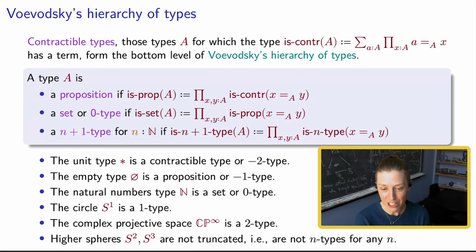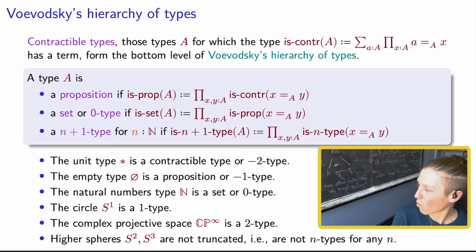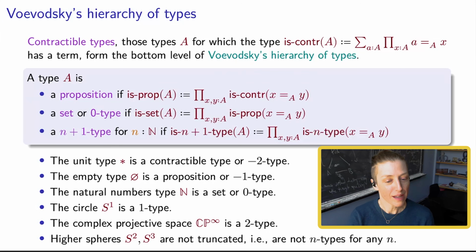So for instance, the natural numbers is a set or a zero-dimensional type. Then we can go up to the level of one types. So a prototypical example of a one type is the circle. If we go up to a two type, there's something called complex projective space. So this is something that a homotopy theorist would recognize as an Eilenberg-MacLane space at level 2.